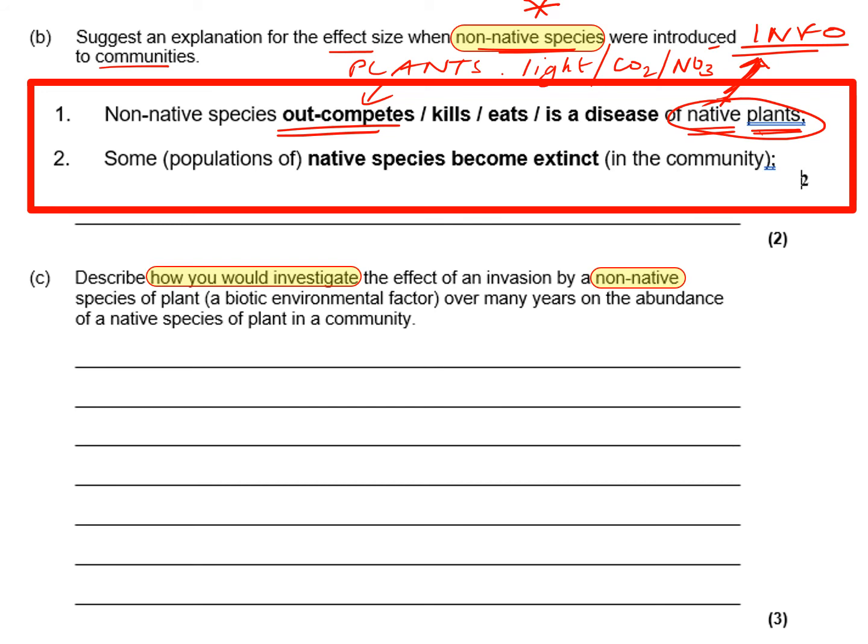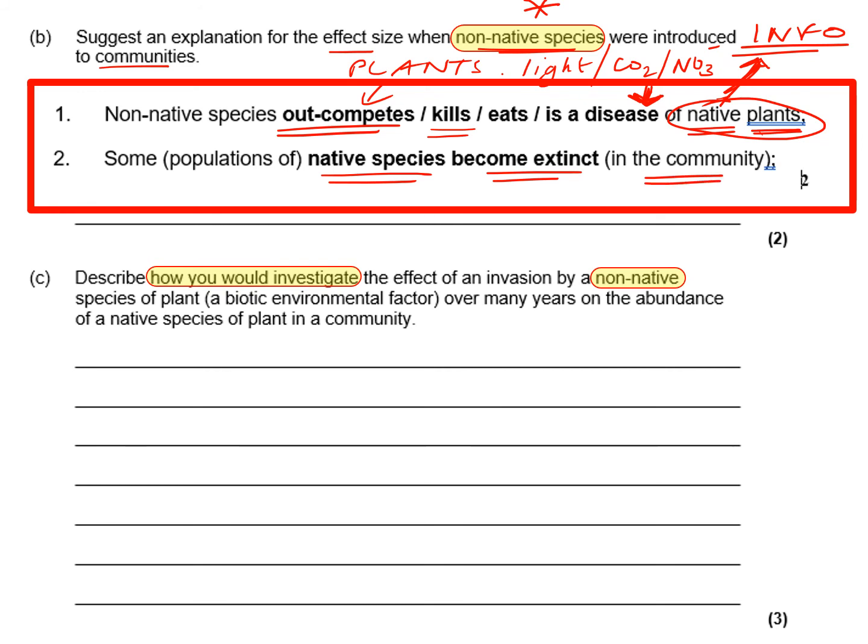Now, if the non-native species that was introduced was, for example, a herbivore or an omnivore, well, we know they eat. If they're primary consumers or secondary consumers, they could eat the producer, which is the native species of plant, which could also cause a significant decrease in the species richness of the native species of plants. So the native species could become extinct from the community over time.